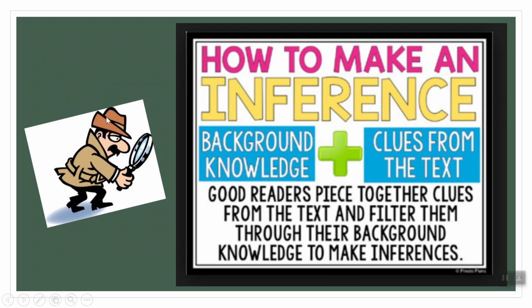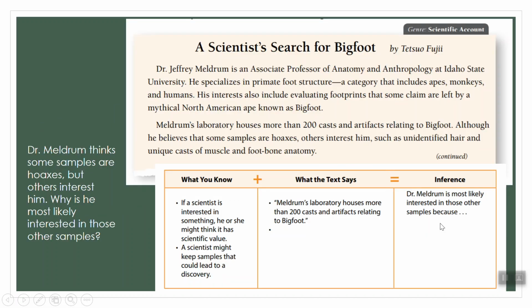Remember, when we make an inference, we're going to be a reading detective. We're going to use our background knowledge, everything we already know, plus our clues from the text, what the author tells us, to make a good conclusion or a good judgment about the story. Here's our article again. Now, we're going to make some inferences. We're going to use what we know and clues in the text to answer why is Dr. Meldrum most likely interested in the samples that are not hoaxes.